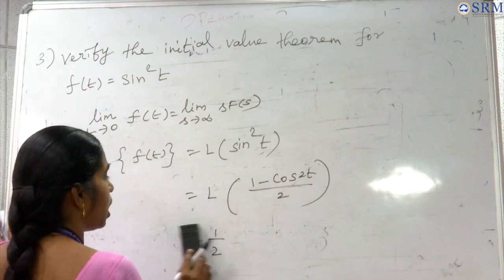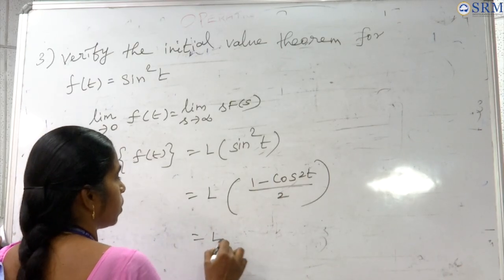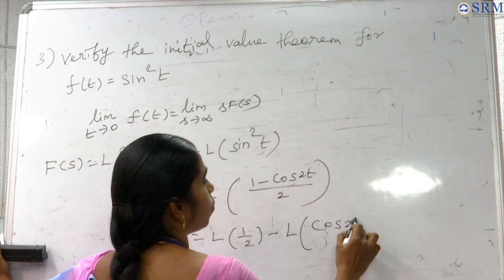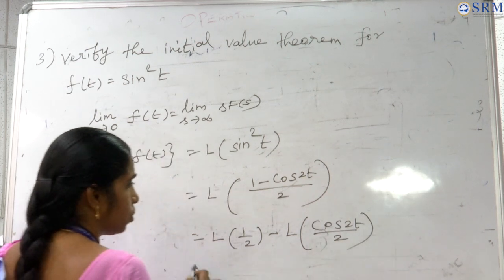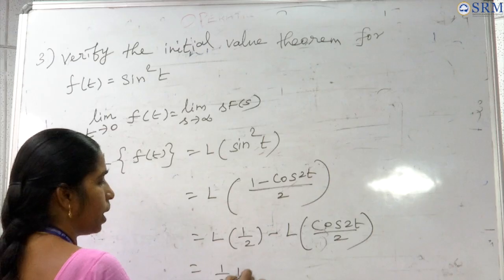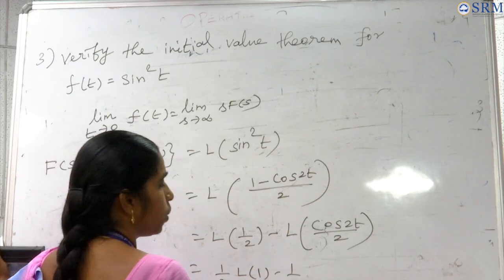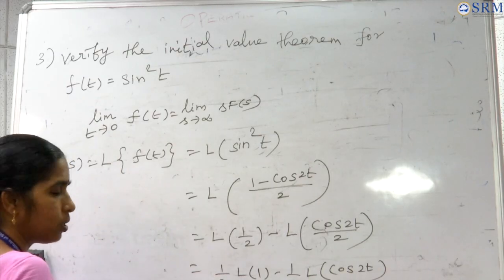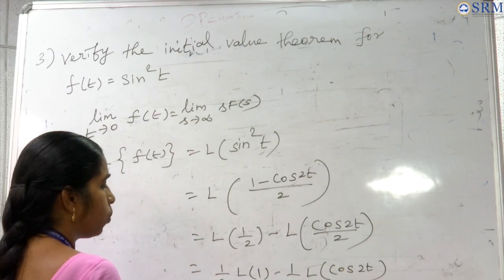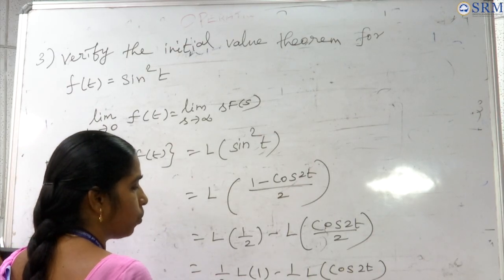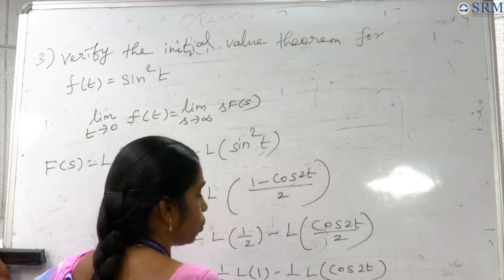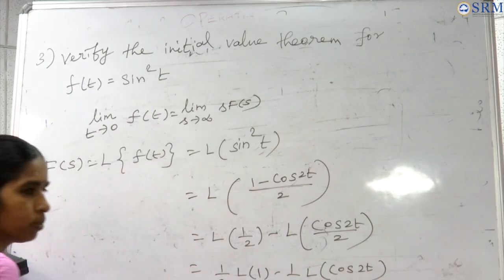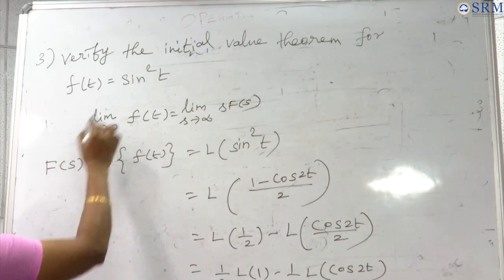So this is 1 by 2 into L of 1 minus 1 by 2 into L of cos 2t. L of 1 is 1 by s. So 1 by 2s minus 1 by 2 into the cos formula, which is s divided by s square plus 4. Now we need s into f of s.